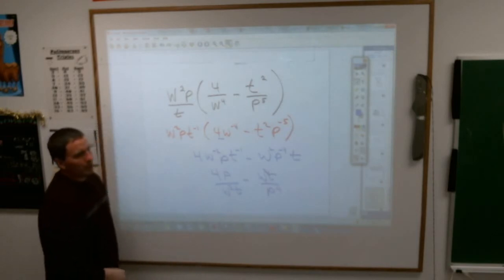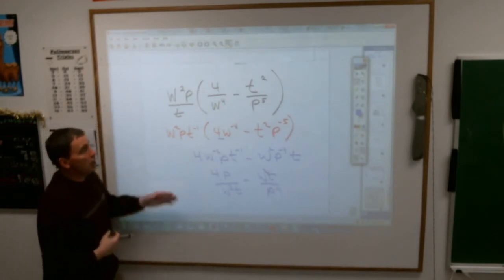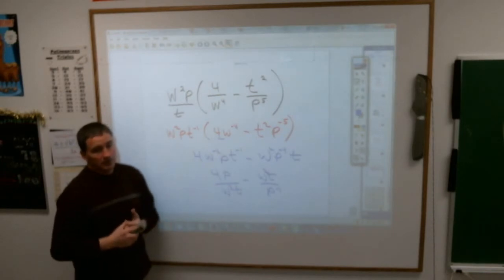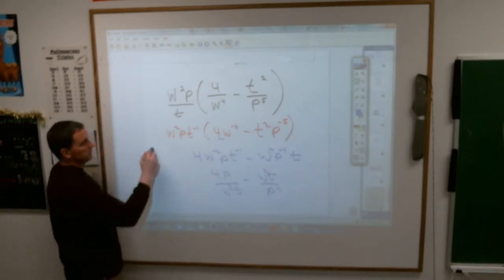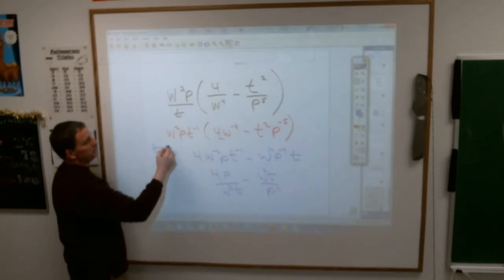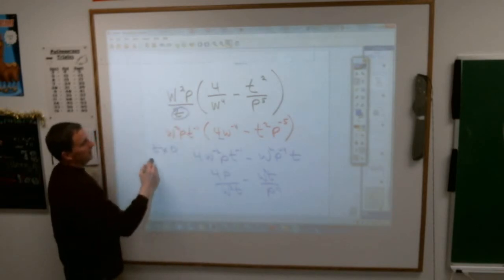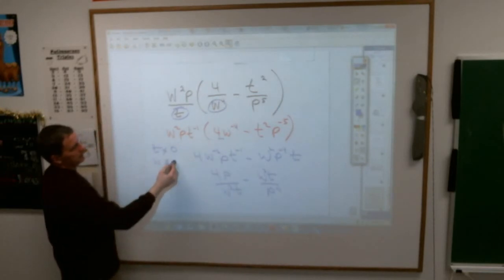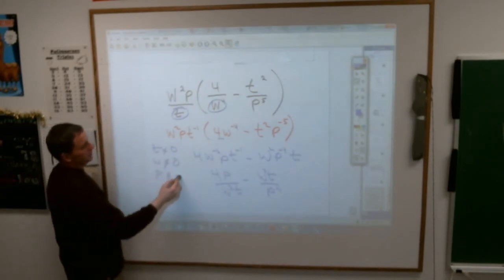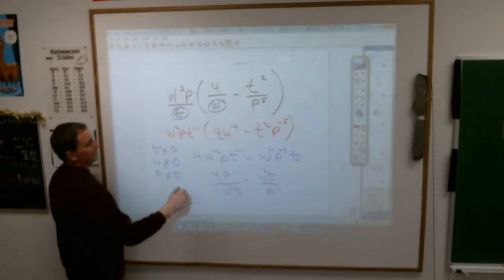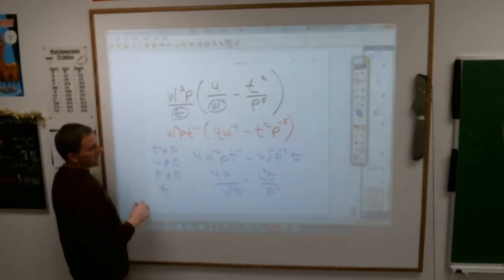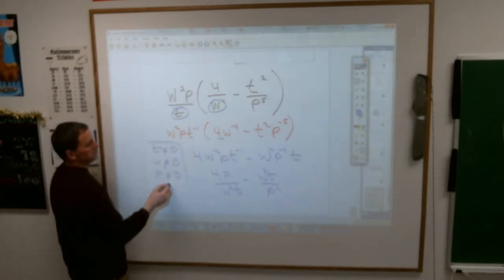And then for your excluded value, you look at all the places there could be, and any letter that ends up on the bottom has to be an excluded value. So t cannot equal 0 because of this. w cannot equal 0 because of this. p cannot equal 0 because of this. And t cannot equal 0 over there. That's all the letters there are. So none of those three could be zeros.